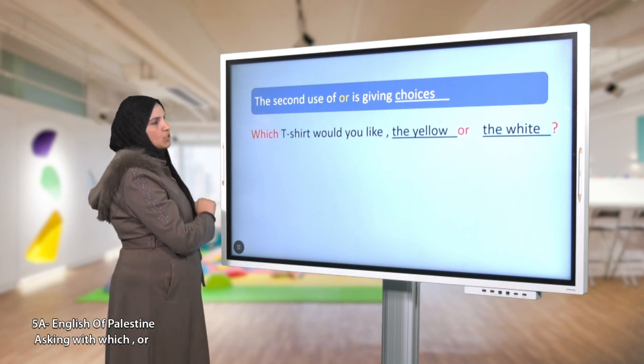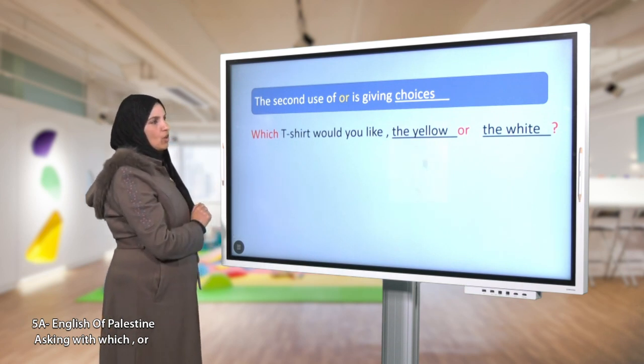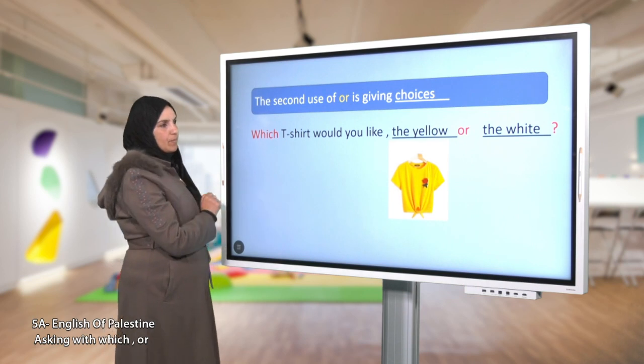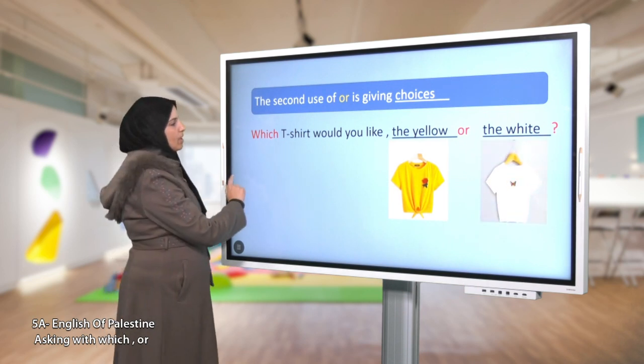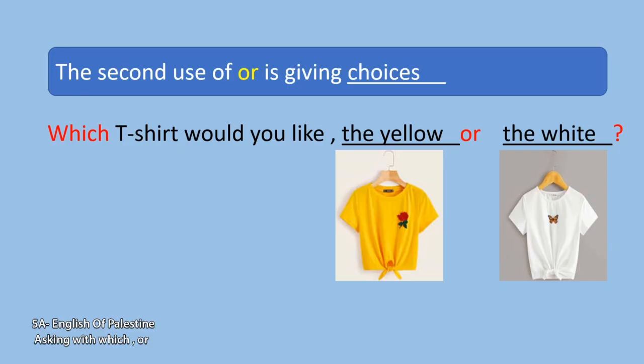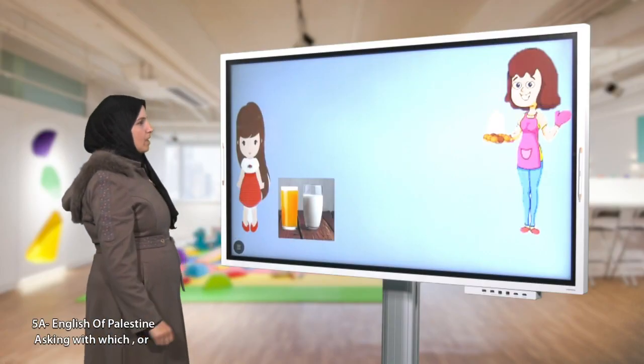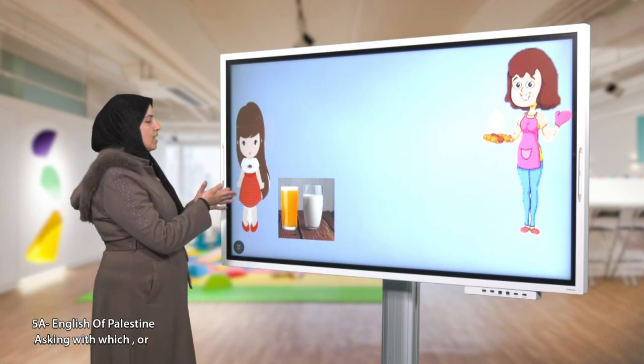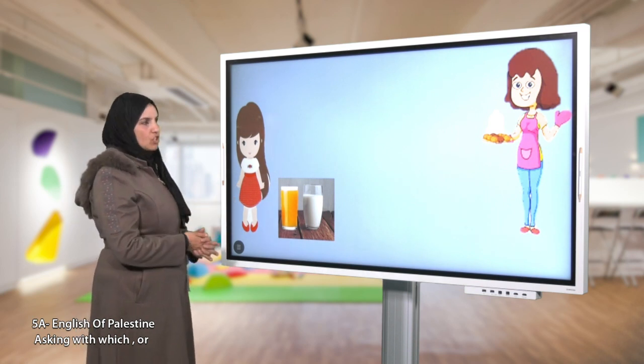Now the second use of or is giving choices. Which t-shirt would you like? The yellow or the white? We start our question with which, then we add the choices after the comma, the yellow or the white. Thank you. Now we can use which and or in questions.